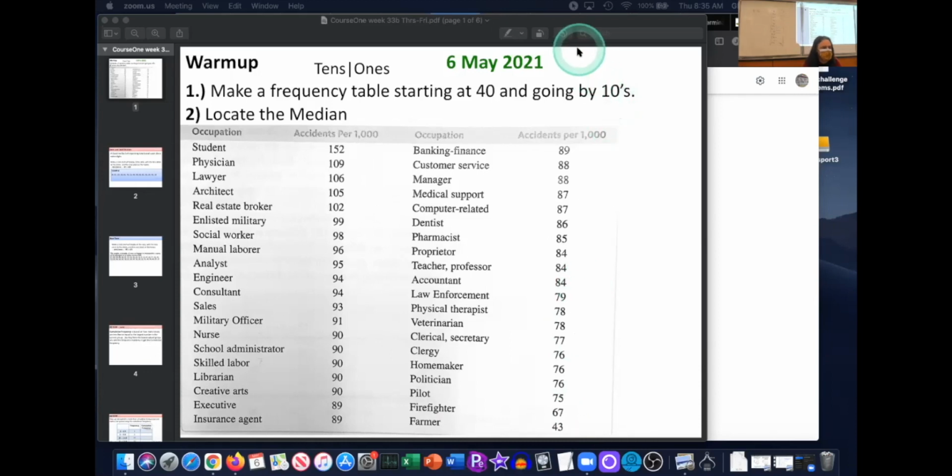Now, there's no hard and fast rule how to create your categories, right? So generally, whatever is easiest is the way we do that. And it's definitely easier to use multiples of 10. Okay?